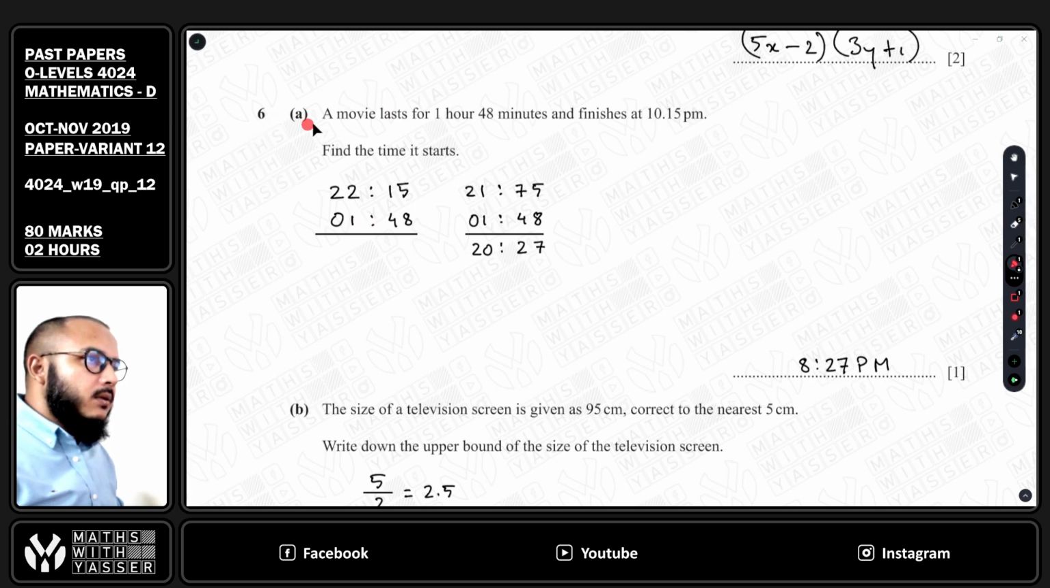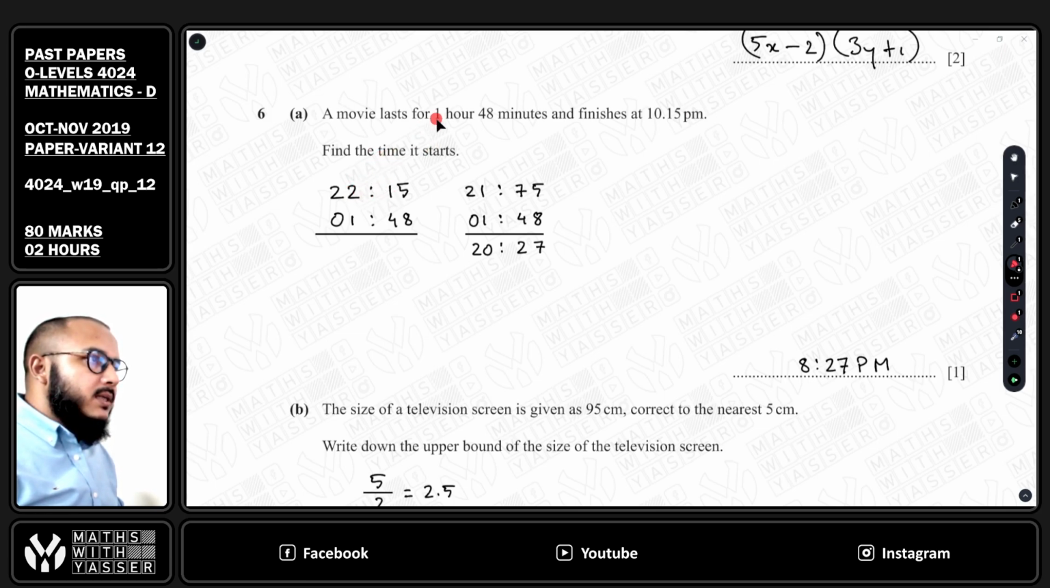Question number 6. A movie lasts for 1 hour 48 minutes and finishes at 10:15 p.m. Find the time it starts. So in such questions, I recommend that you convert it to 24-hour time. So 10:15 p.m., you just need to add 12 hours to it since it's p.m. So it will be 22:15 in 24-hour format.